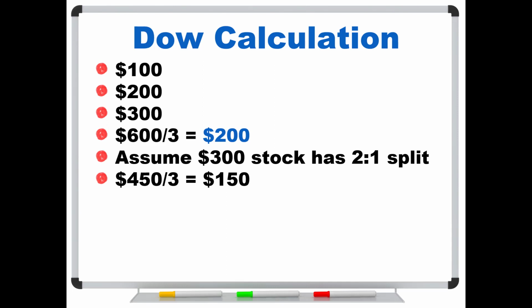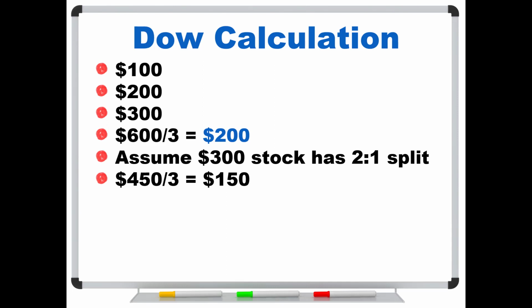Remember, a 2-for-1 split is like getting two 5s for a 10. It doesn't really change anything. But yet, it really made a big impact in our index. So what could we do here? Well, this is where we have to do a little mathematical finagling to make it balance. So rather than dividing by 3, we figure out mathematically what number we could divide by to still come up with 200.